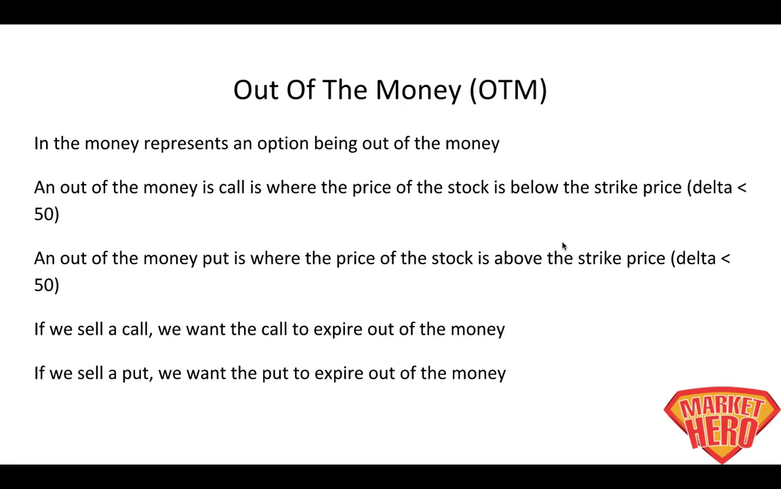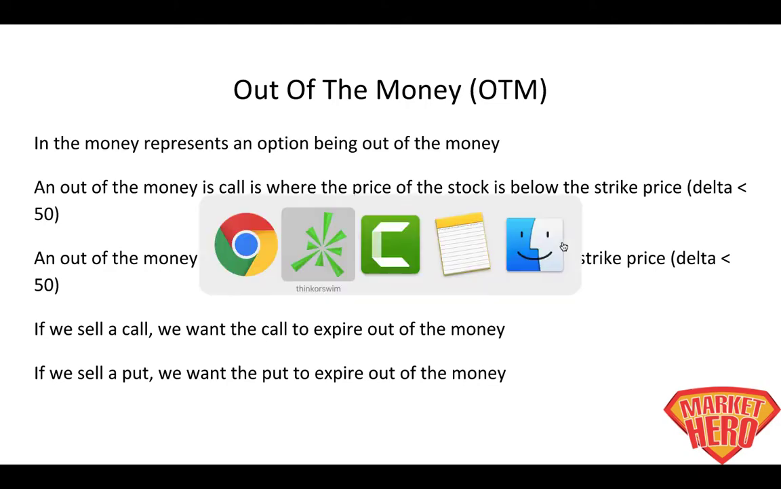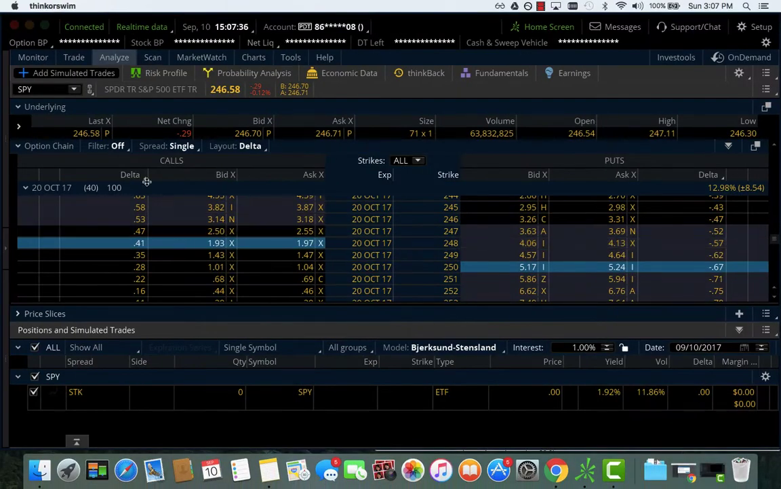Remember, an out of the money call is where the price of the stock is below the strike price. So right now, we have a 246 and a half stock, meaning if the stock is below the strike price or has a delta lower than 50, that is an out of the money call. So we see everything from the 247 strike up, whose deltas are less than 50, being out of the money.